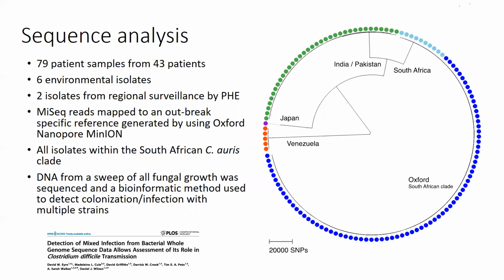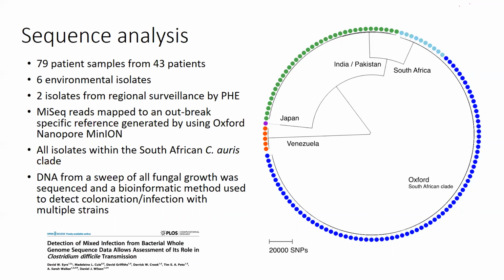So what do we get? Well, we didn't save all the isolates as we went along because it didn't really become apparent what a big problem this was until partway through. So although we had 76 patients and many more isolates, in the end we got 79 that were saved from 43 of the patients.